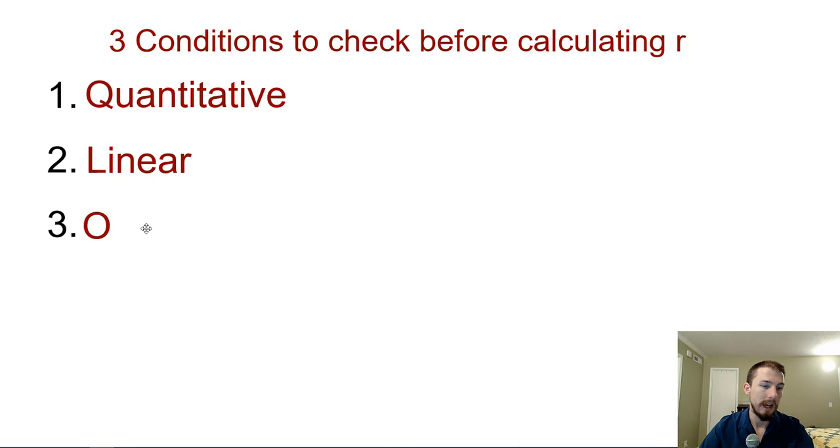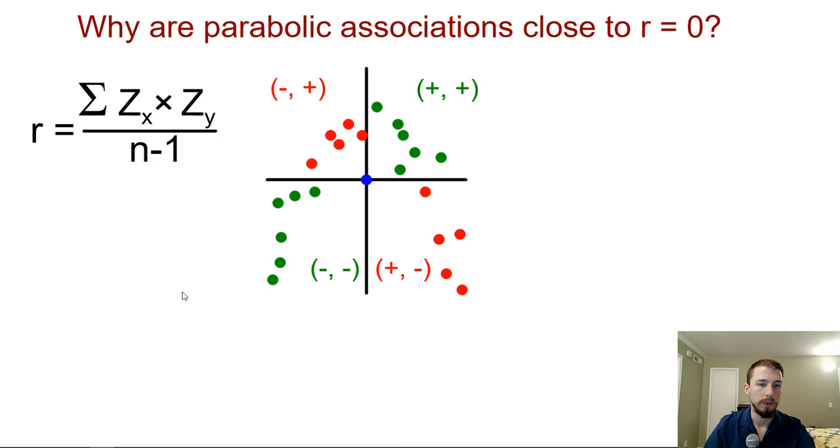And then the other one is outliers. So we have to make sure we don't have any outliers, because those can either ruin or artificially inflate the correlation coefficient, making us think that the correlation is stronger, or the association is stronger, than we would originally get.